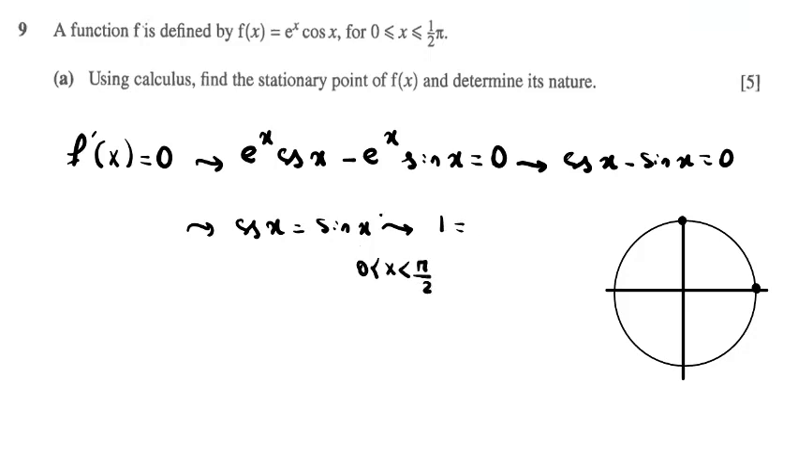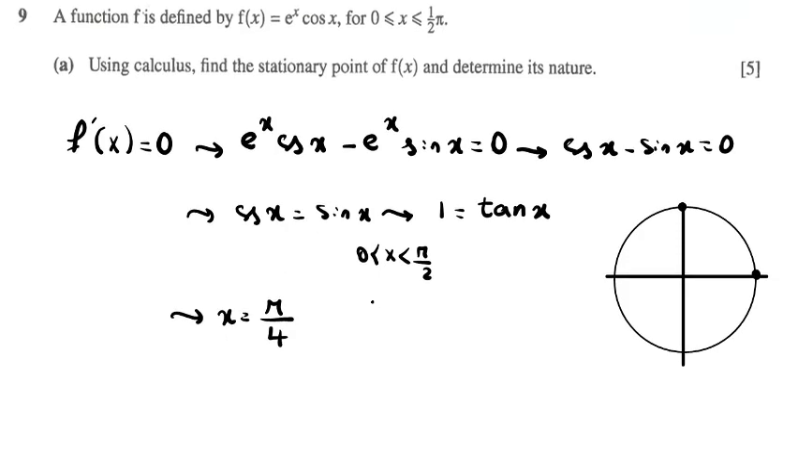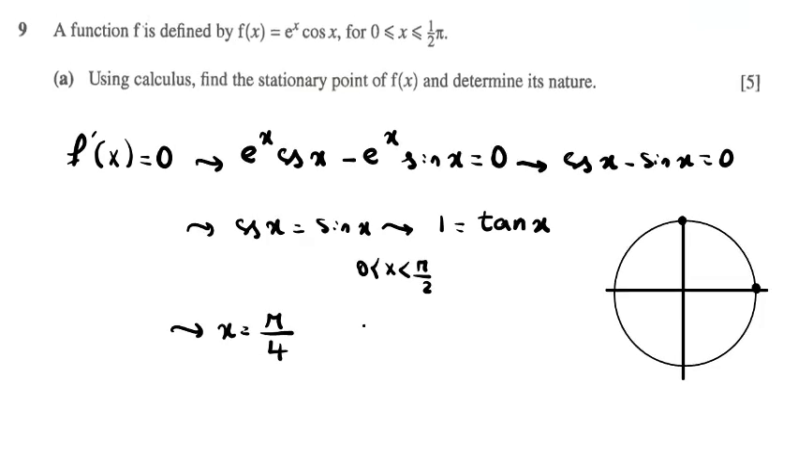And then, for example, divide both sides by cos x. We know it is not 0 because it is equal to this. So 1 equals tangent x, and we can conclude that x equals pi over 4. So this point is a stationary point. If we want to find exactly this point, it is pi over 4, and e to the power of pi over 4 times cos pi over 4, which is root 2 over 2 e to the power of pi over 4.